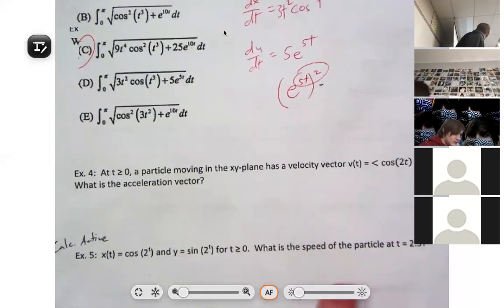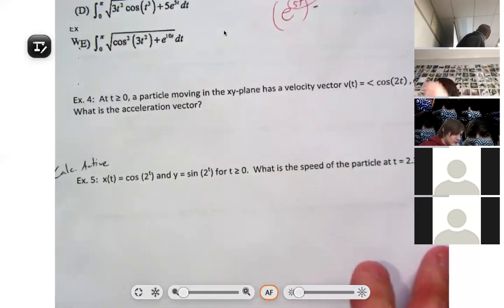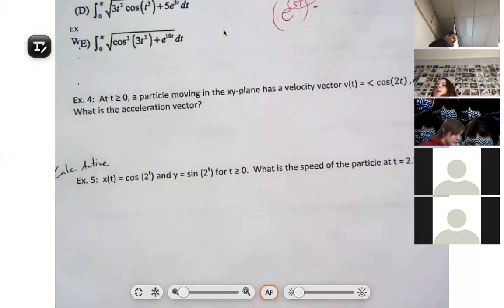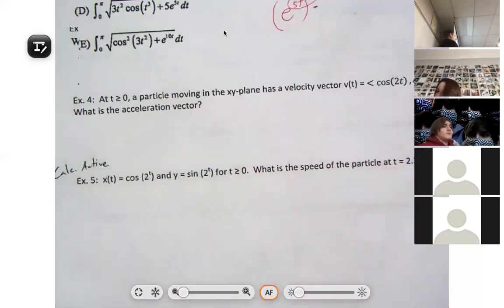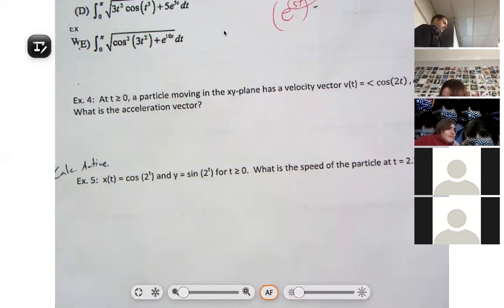I think they're pretty easy, as long as you know the formulas. Number 4. A particle moves in the xy plane, and they give a velocity vector. What's the acceleration vector? In other words, all they want you to do is find the derivative of each piece and put it in vector notation. That's what I thought it was asking. It is that simple. It seems pretty straightforward. It is very straightforward.